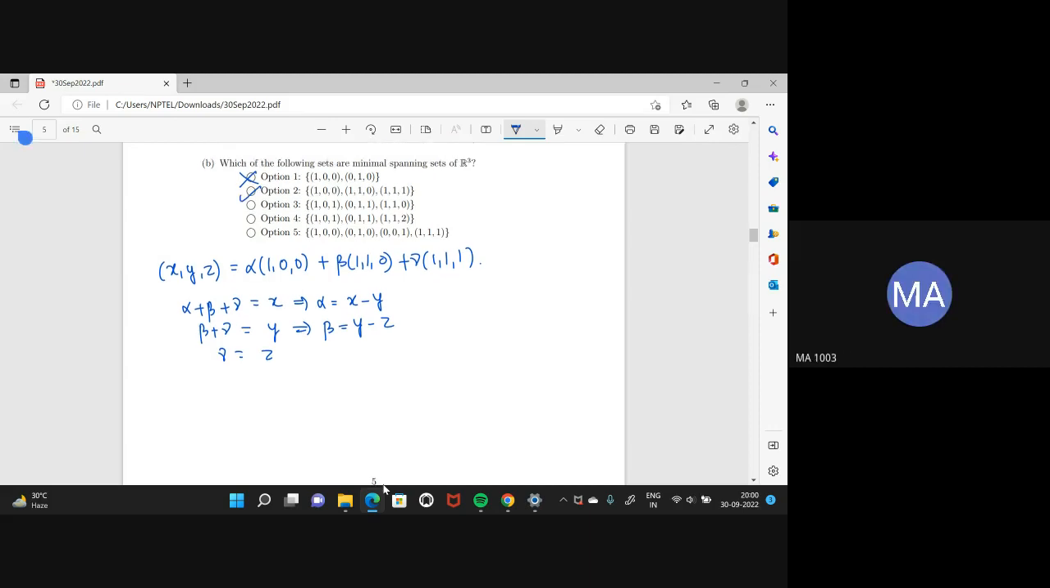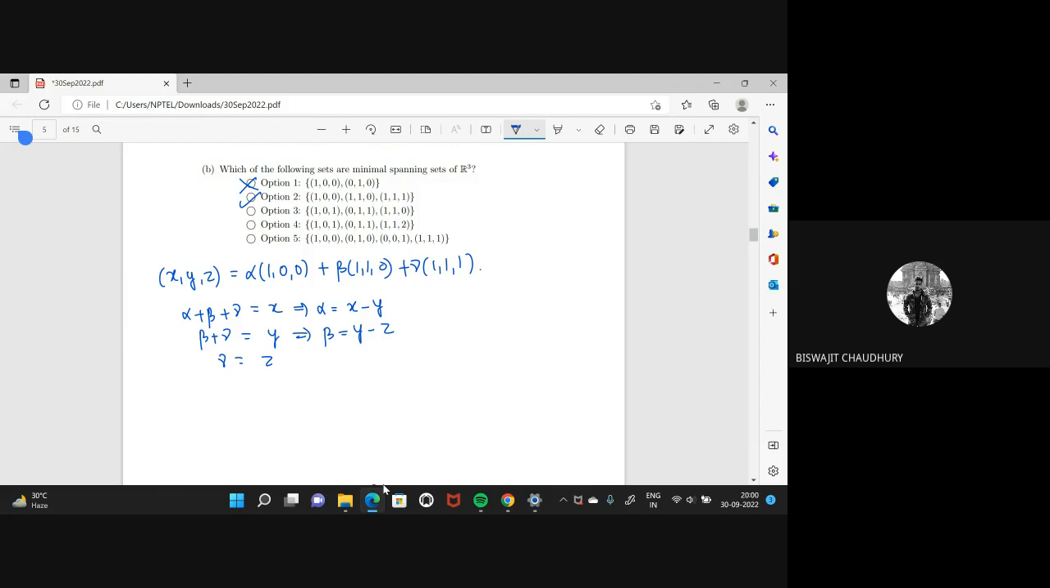And we can also observe option 2 by just looking that no two of them are scalar multiples of each other. Right. Yes. What about option 3? Yes, right. Okay. Correct. Option 4. No, ma'am. The third one is a scalar multiple. Oh, you can add the first two vectors and get the third one. Okay. What about option 5? No, ma'am.